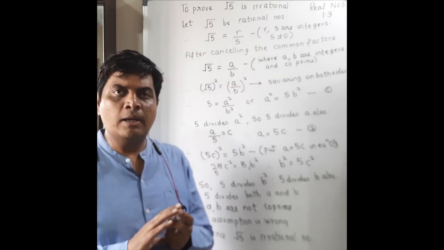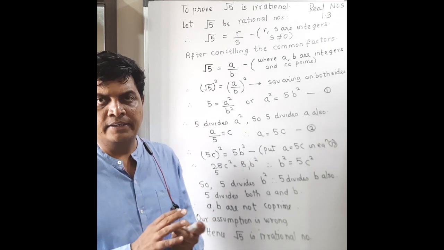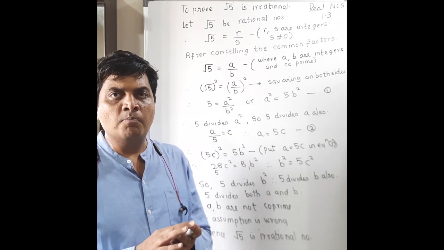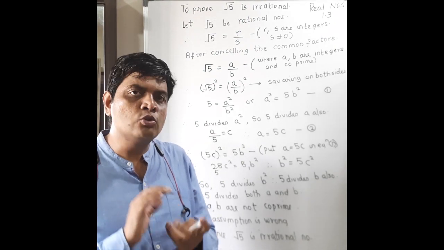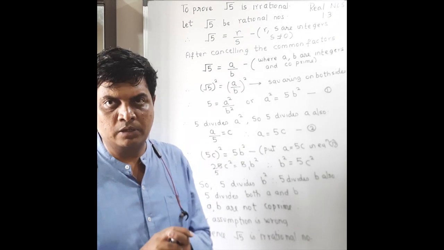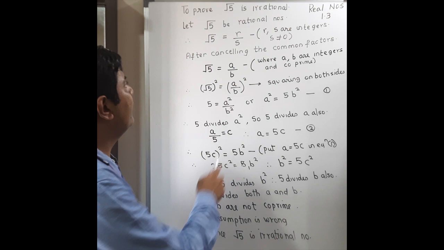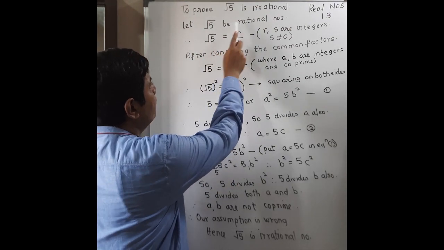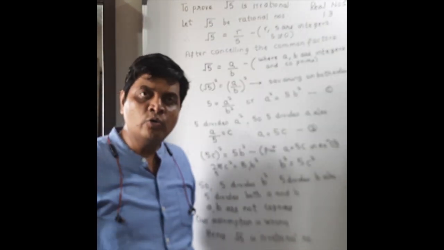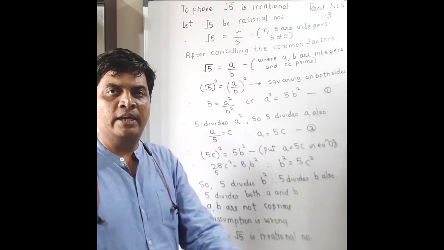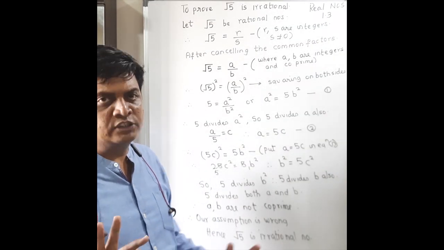Now what is a rational number? We have studied in standard 9: any number of the form p upon q, where p and q are integers and q is not equal to 0, is a rational number, correct? So I write: let square root of 5 be a rational number. I am taking this assumption. They are asking me to prove square root of 5 is an irrational number. I say okay, let square root of 5 be a rational number.